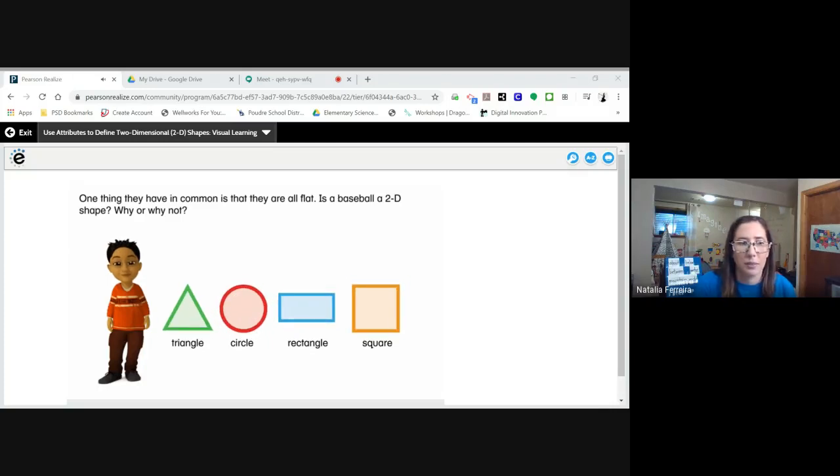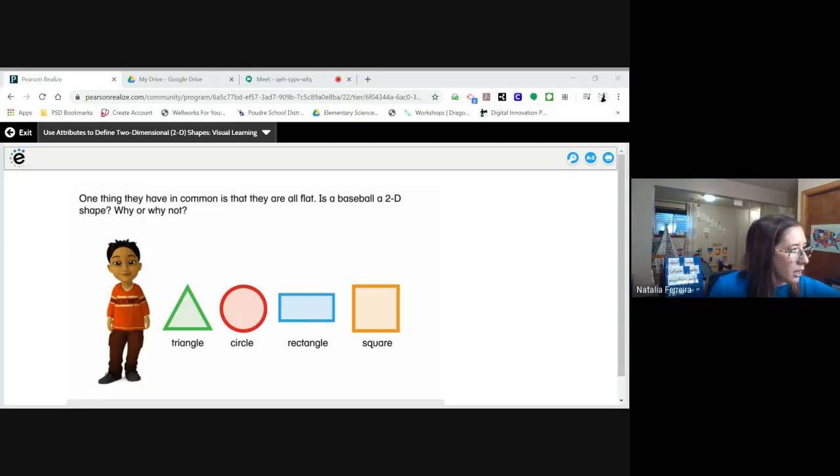Is a baseball a 2D shape? Why or why not? Can I hold a baseball in my hand? Yes. Does the baseball stick out if it was in my hand? Yes. If it is flat, it lays against my hand.